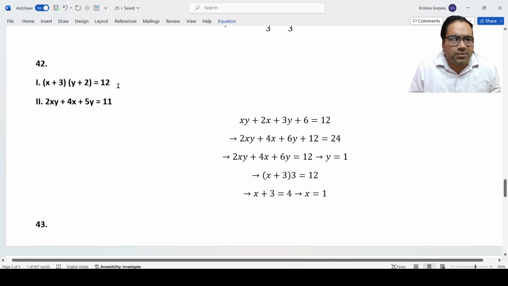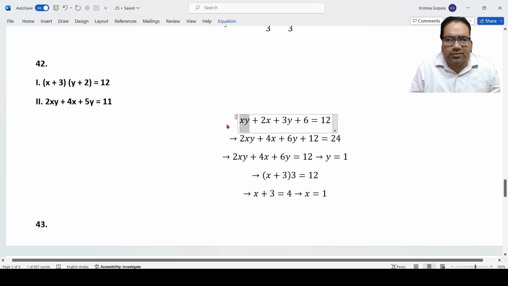x plus 3 into y plus 2 equal to 12. 2xy plus 4x plus 5y equal to 11. Let's take the first equation and multiply it out: x into y, xy, plus x into 2, 2x, plus 3 into y, 3y, plus 3 into 2, 6, equal to 12. This is the first equation. Now let's simplify this equation. Let's multiply this equation by 2 because we want to cancel out this 2xy.